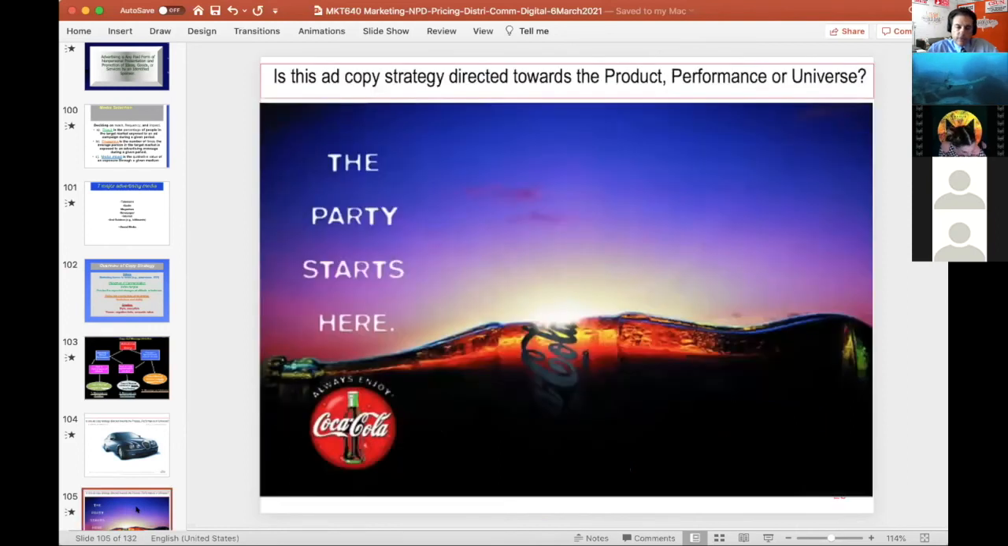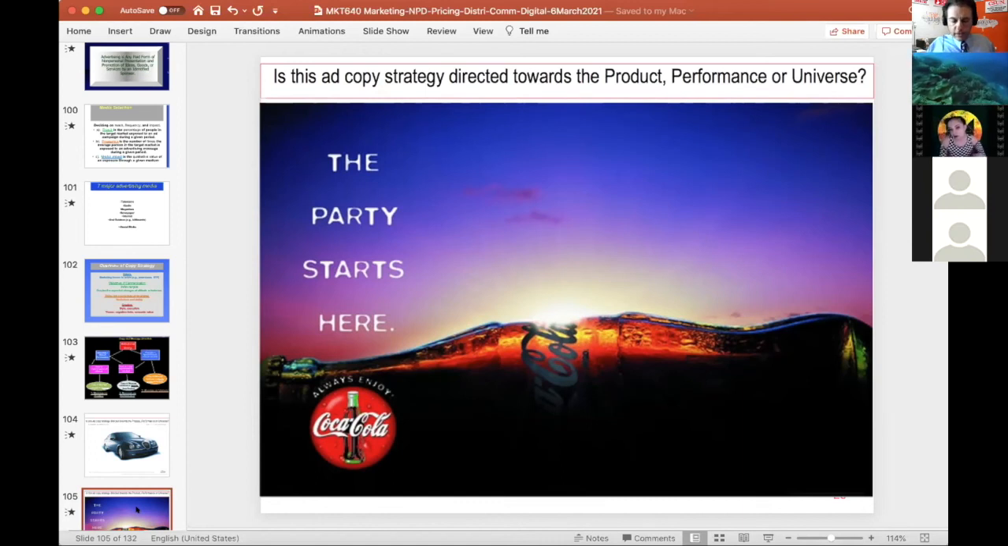Now let's look at this one. This ad shows a bottle of Coca-Cola, which is on the side with some kind of sunset scenery. Does it show the product? It does show a little bit the product. Does it show the performance? Doesn't show the performance. Does it show the universe? It shows the universe. So it's a 90% universe, 10% product, maybe more, 20, 80, okay?